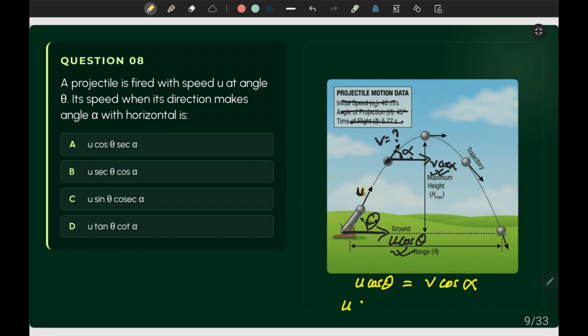Now this is given by u cos theta into 1 by cos alpha equal to v, and finally v is equal to u cos theta into sec alpha. So our correct answer is A.